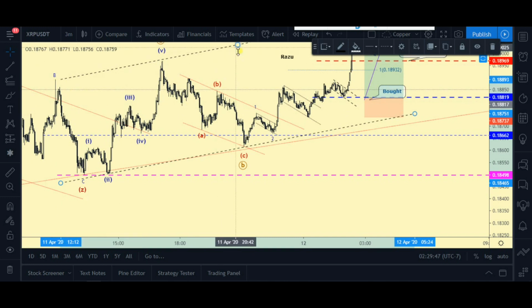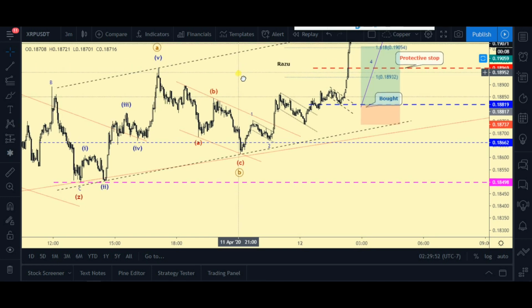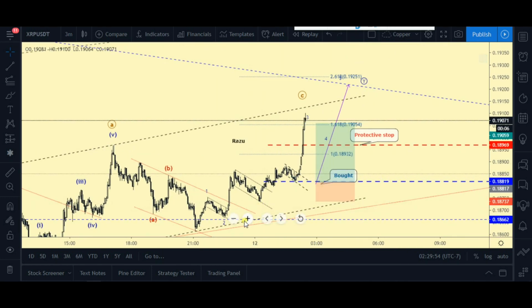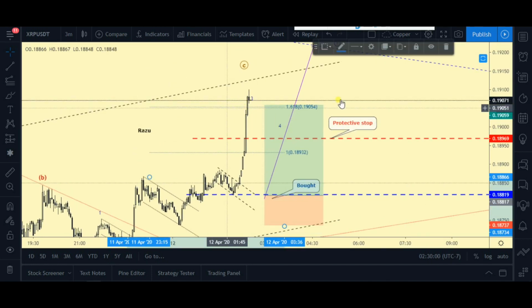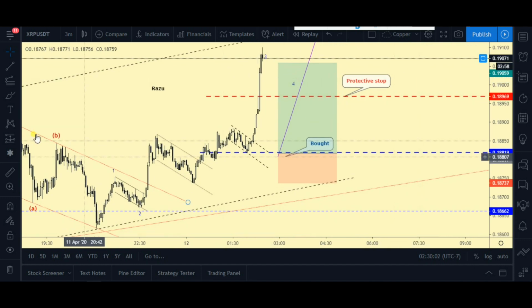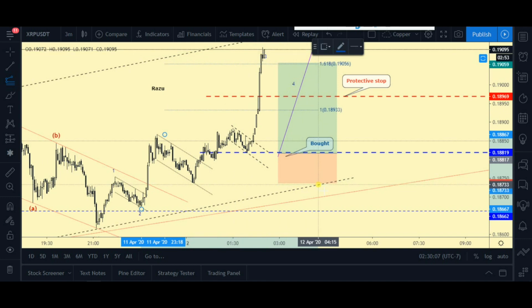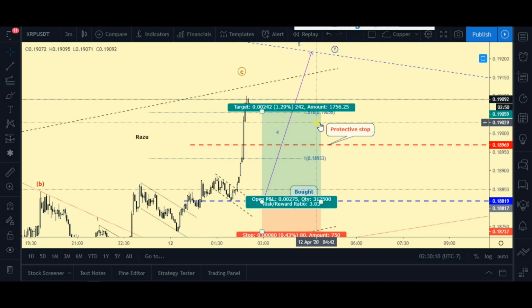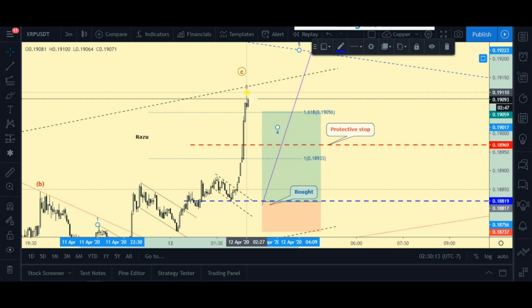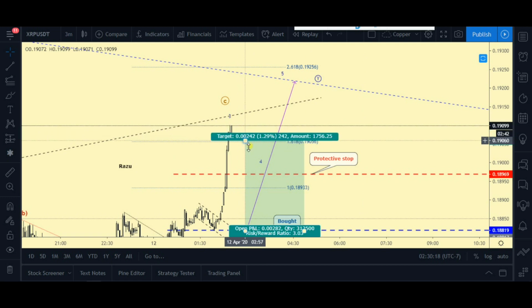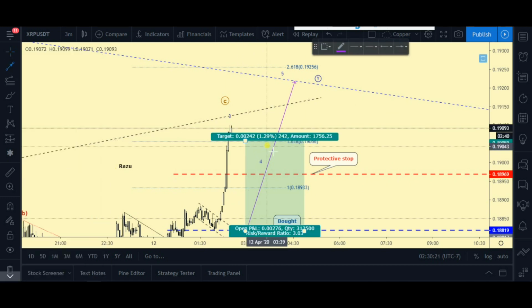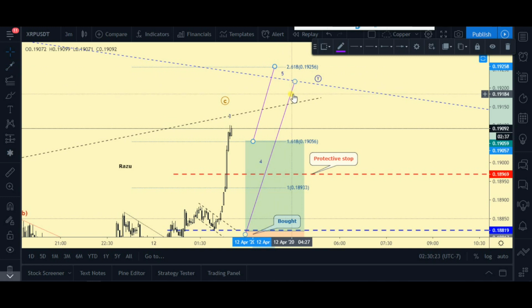Okay, so the third wave has been extended above the 161.8 area. So what we can say here is, this is the first and this is the second. So third wave goes above, closes above the 161.8 Fibonacci extension. So we are expecting this move to continue going up and hit this next target most probably.